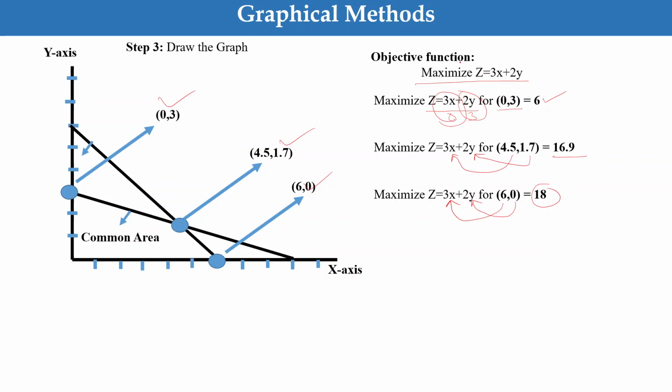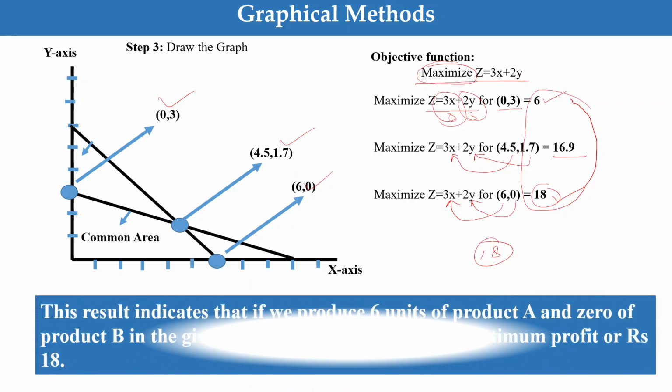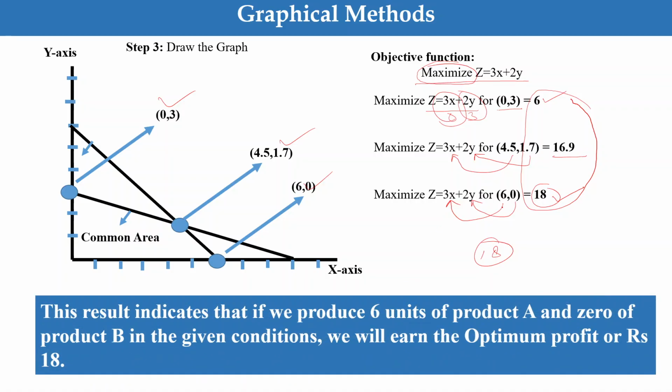Now, because the problem is one of maximization, whatever is the maximum among these three will be the answer. So now the answer is 18. So the maximum profit will be 18,000 rupees, whatever it is, right? Now, how will you conclude this? You will say the result indicates that if we produce 6 units of A and 0 units of B, in this condition we will earn the optimum profit of rupees 18, right?